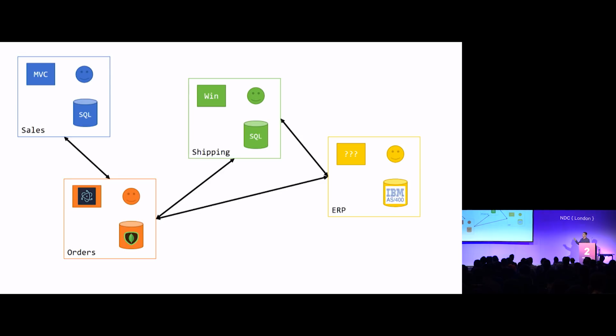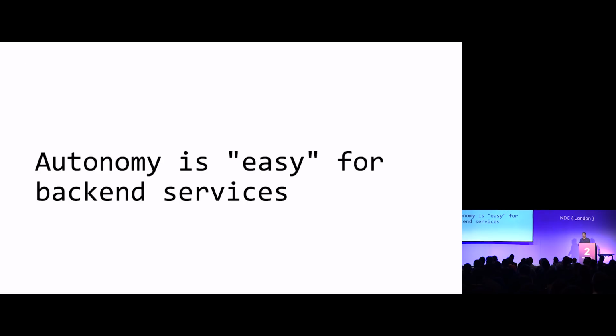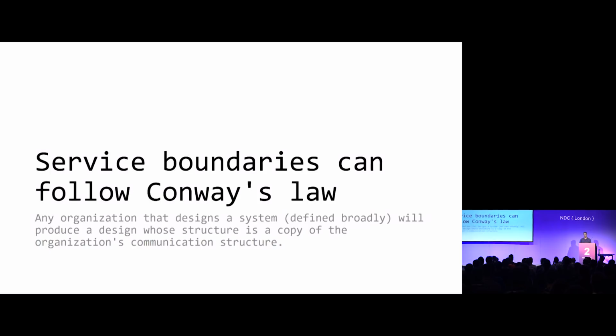Well, that's because those applications only deal with that one single group inside the company, but we don't have anything that spans across all those different applications. So for these backend services and applications, autonomy I find is pretty easy, because those service boundaries that are defining each of those pieces typically follow what's known as Conway's law.